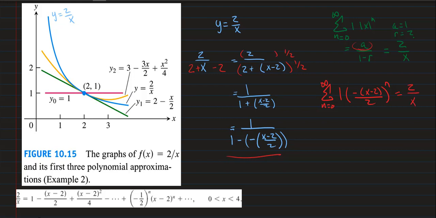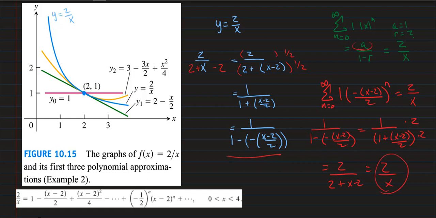We can double check it just by going through the process of finding the sum, where a is equal to 1 and r is equal to negative x minus 2 over 2. If I distribute the negative, that would be 1 over 1 plus x minus 2 over 2. To get rid of the complex fraction, I would multiply both the numerator and the denominator by 2, and that would give me 2 over 2 plus x minus 2, and that's equal to 2 over x. So the sum of this geometric series would actually be equal to this function.